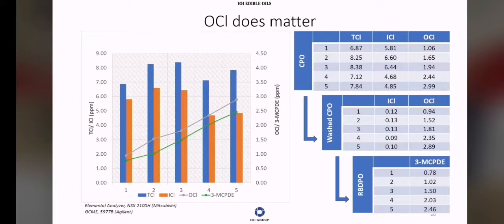Now, when we refine that quality of oil, you'll see the 3-MCPD levels ranging from 0.78 to 2.46. Again, it cannot have come from the inorganic chloride. It has to have come from the organic chloride. That's what we're trying to show in this slide. So it is important that we do also address the organic chloride in the incoming CPO. Next slide, please.